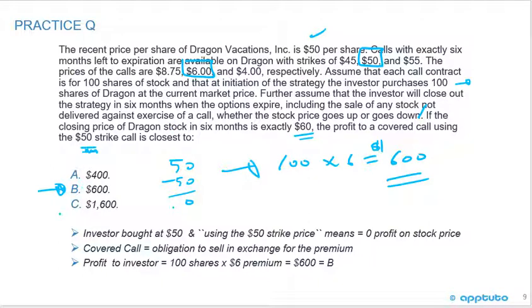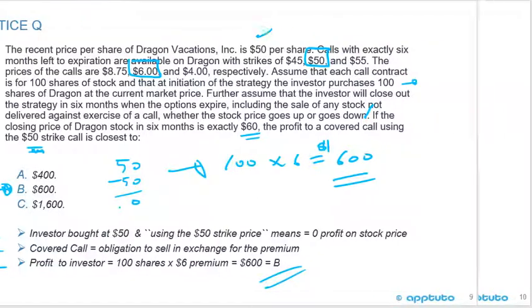So the investor bought at 50 and using the $50 strike price means zero profit. It's a covered call, obligation to sell in exchange for the premium. The profit to the investor is the 100 shares times the $6 premium, and that's B. So actually a fairly easy question in my humble opinion.